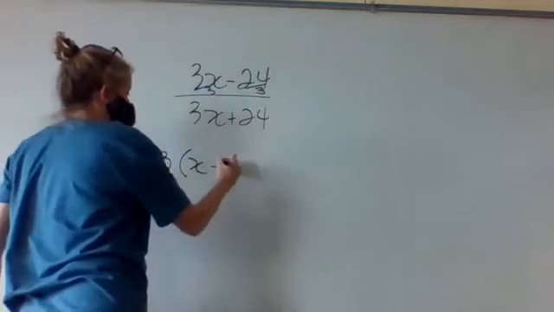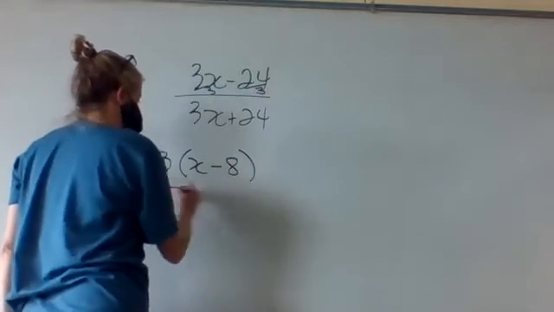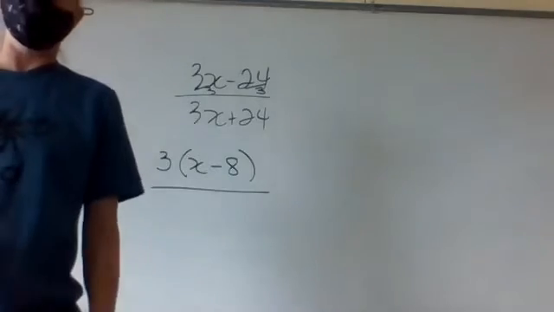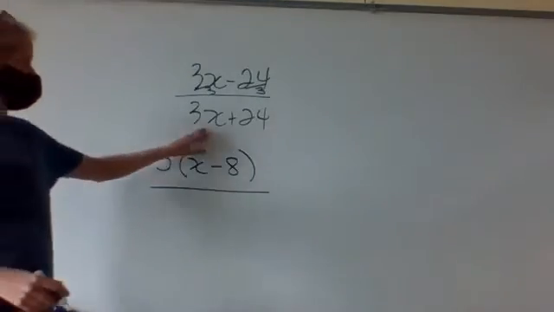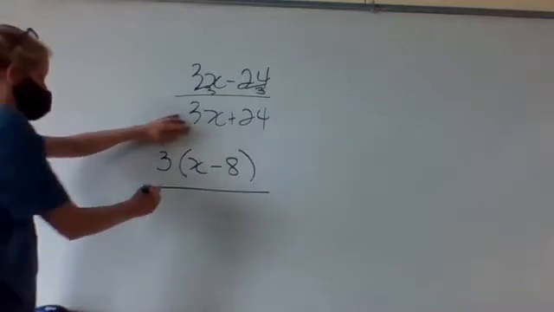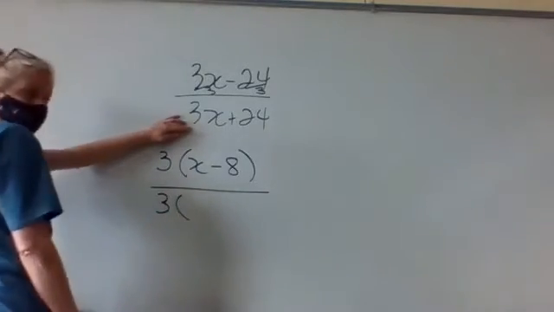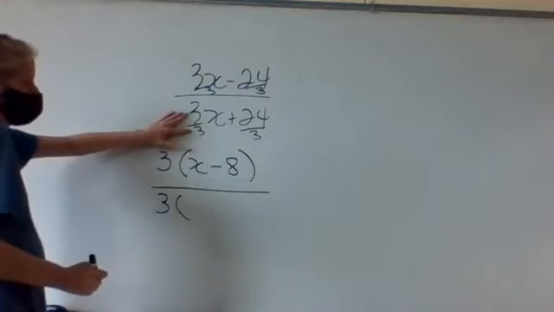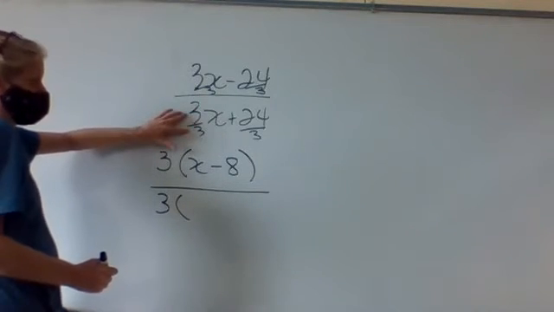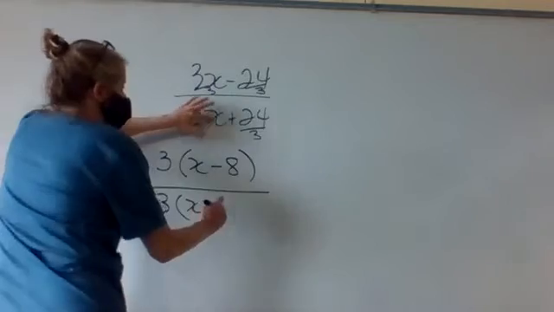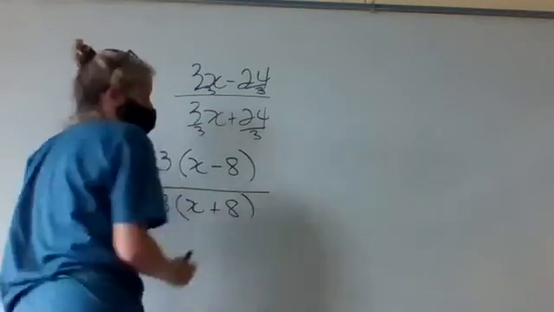Minus 24 divided by 3 is 8. So there's the top in its factored form. Now you have to do the same thing in the bottom. So again, 3 goes into both of those. So pull out the 3. This time, what's going to be left? So pull that 3 out. What's left here? X, good. Plus 24 over 3 is 8.